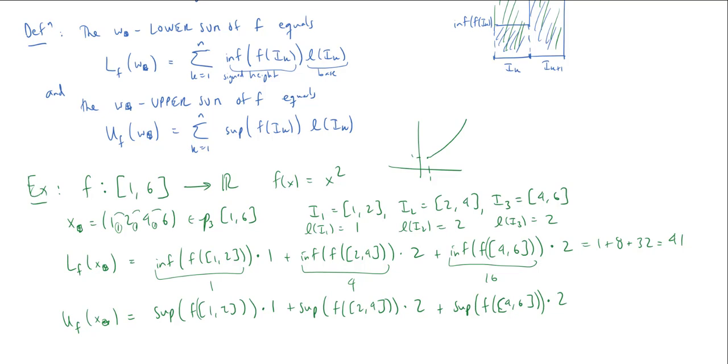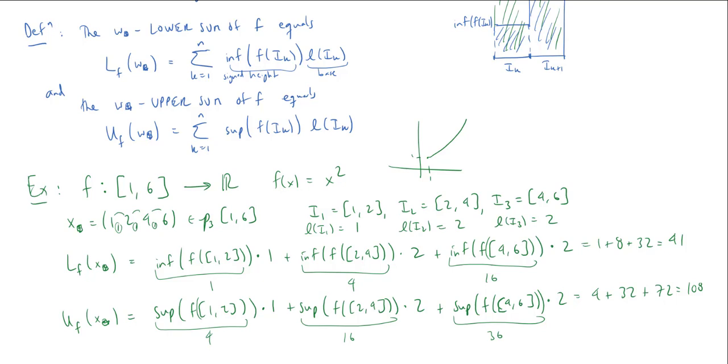Well, the supremum is also going to be easy to compute because, again, x squared is an increasing function, so the supremum is always going to occur on the right endpoint. So over here, the right endpoint is 2. 2 squared is 4. So there's our 4. Over here, the supremum is going to occur at 4. 4 squared is 16. And over here, the supremum occurs at 6. 6 squared is 36. So in total, we get 4 plus 32 plus 72, which is 108. Okay, and there we go. We've got our upper sum for f.